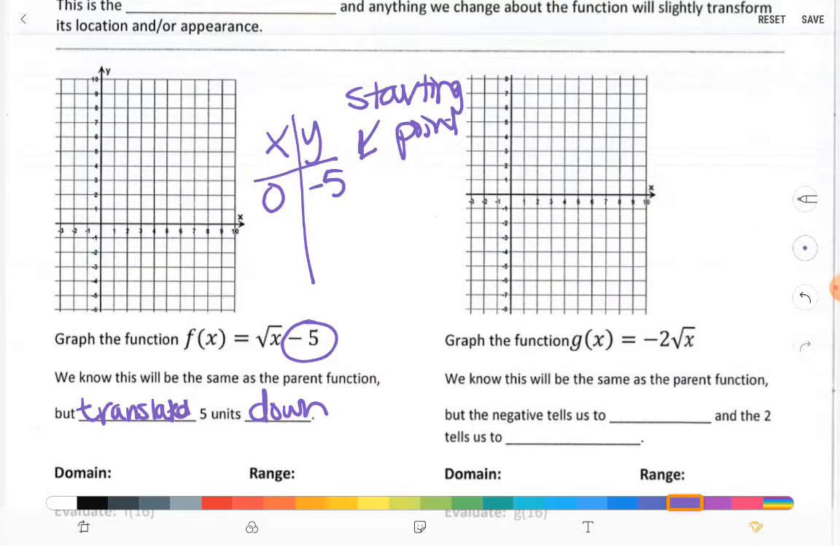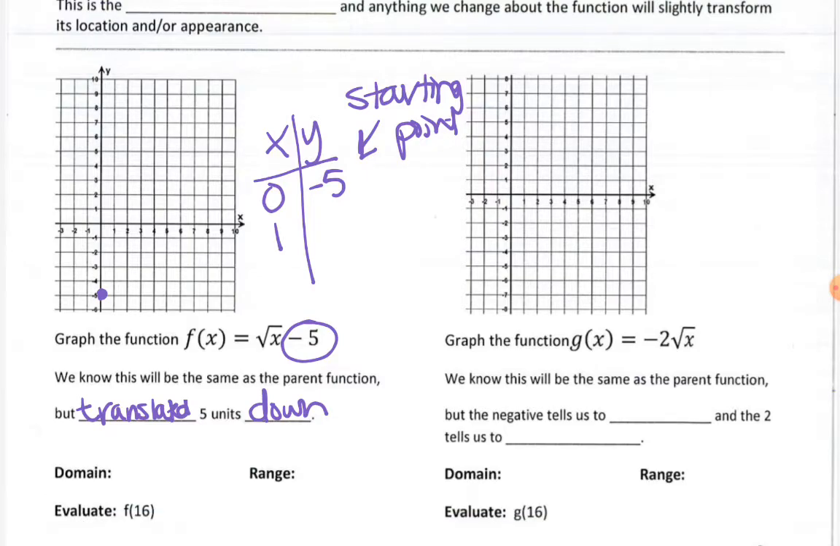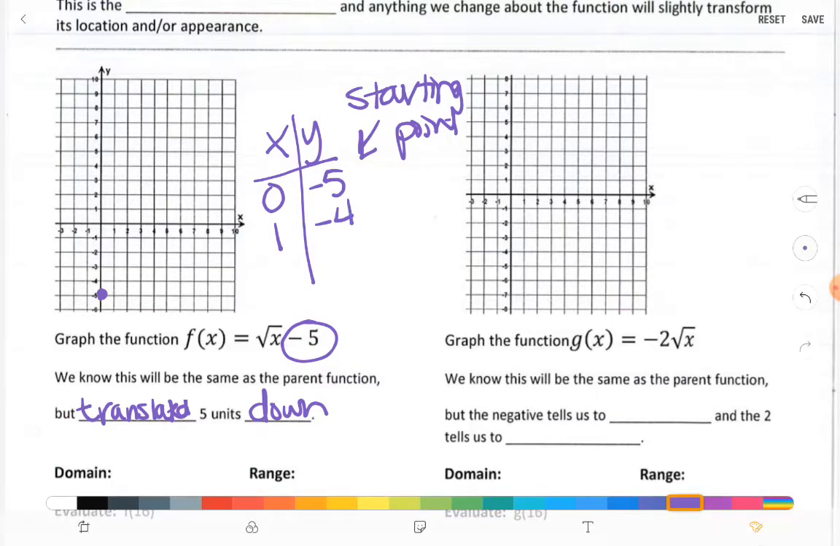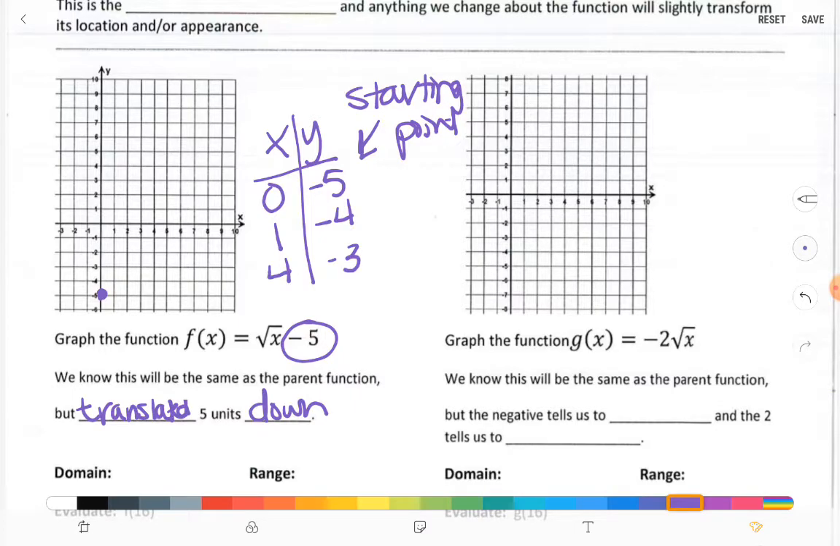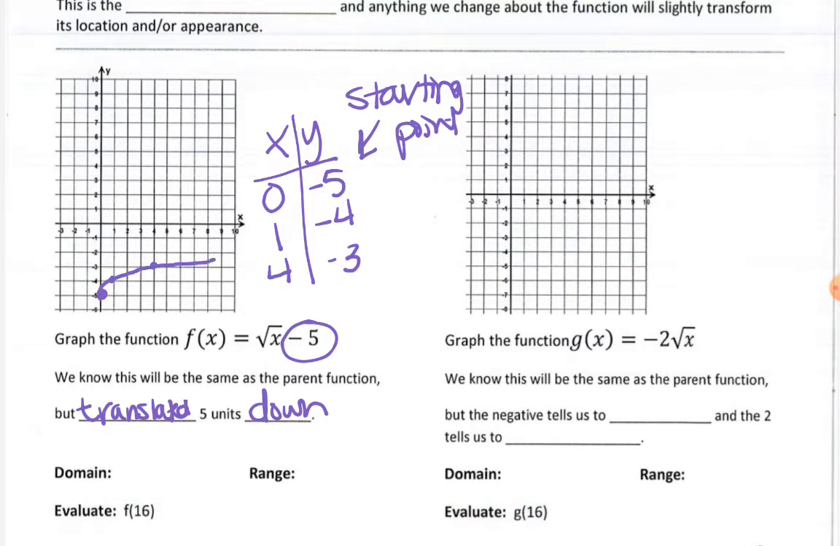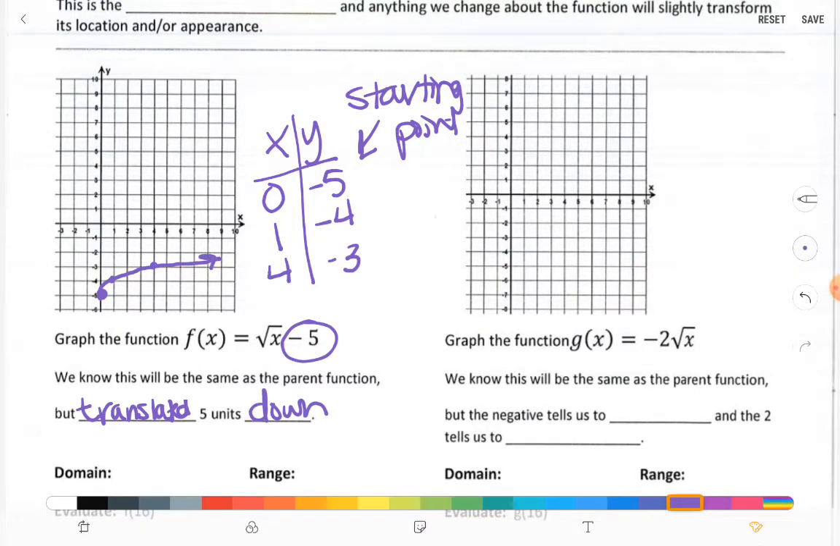And so our starting point on the graph is going to be right here, okay? And then I already have some points from it, but you can go to Desmos and grab your points. So (1, -4), and then another point would be at (4, -3). So these are all the nice points in our radical graph, okay?